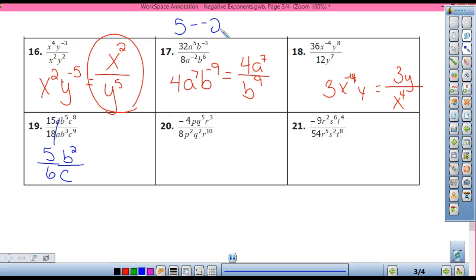Alright, what's negative 9 over 54 reduced to? Negative 1, 6. R is going to be on the bottom by how much? Okay, so R to the third on the bottom. What's S going to be? Positive 4, so he gets to go on top. T to the 4th on the bottom.